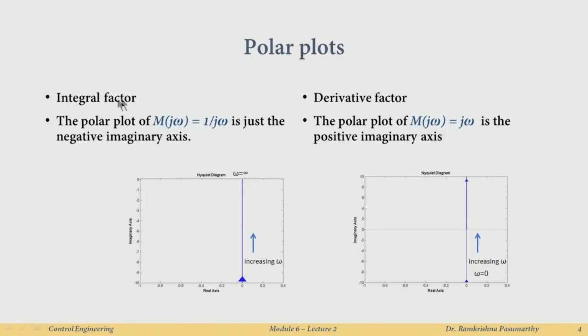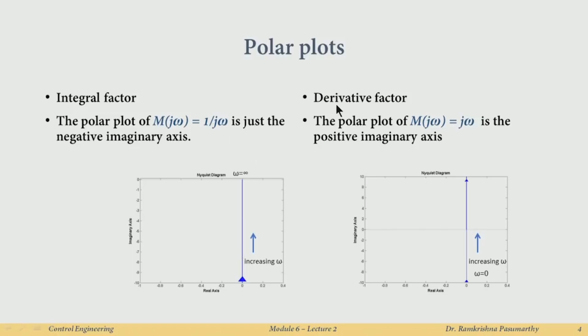Starting with some very basic transfer functions, an integral factor, which has a transfer function 1 over s. For the polar plot, I just write down the sinusoidal transfer function, which is 1 over j omega. It is just the negative imaginary axis. Why is this true? When omega is equal to 0, I have a magnitude which is at infinity, and as omega tends to infinity, my magnitude goes to 0. Since it's just 1 over j omega, my angle is always minus 90 degrees, so I am always on the imaginary axis.